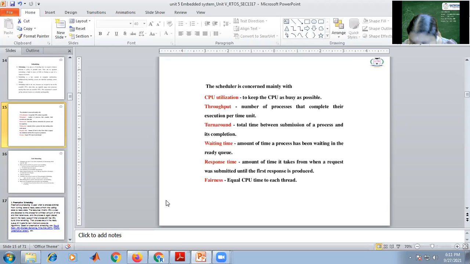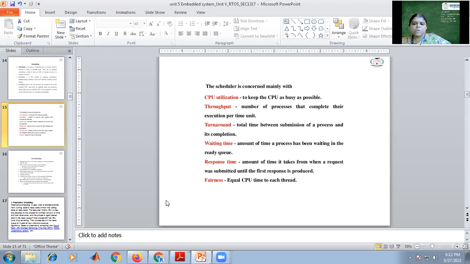So the scheduler will see that the CPU is utilized to the fullest extent possible, and also the number of processes completed per unit time will be more. It means using the same resource, the scheduler will always see that the utilization of these resources is done in an efficient way.